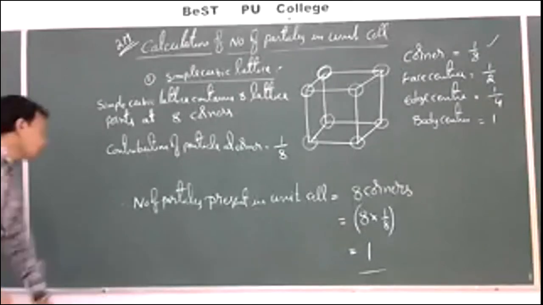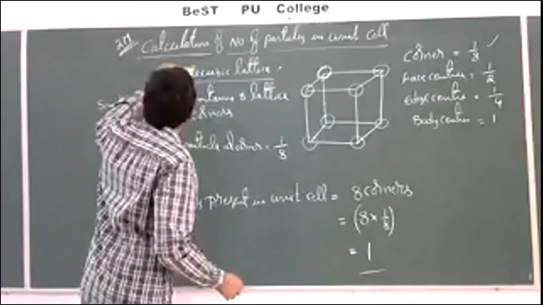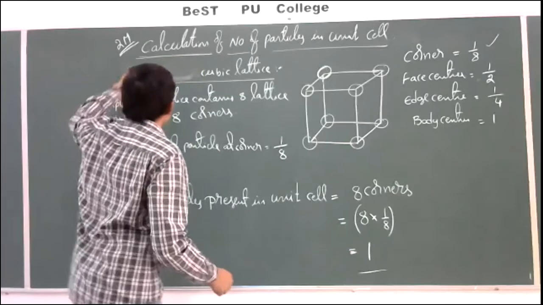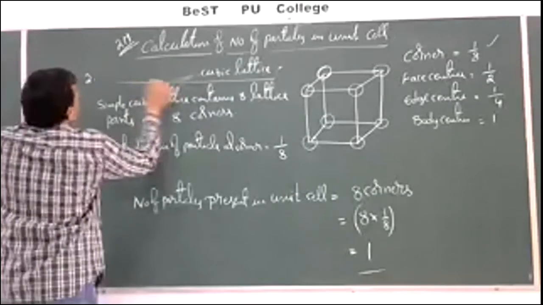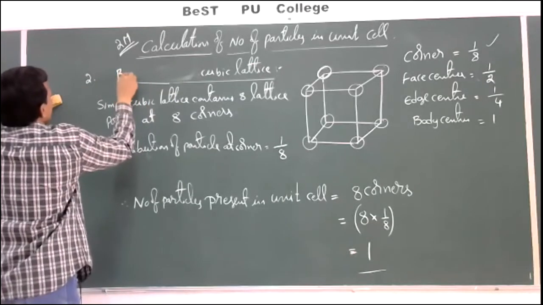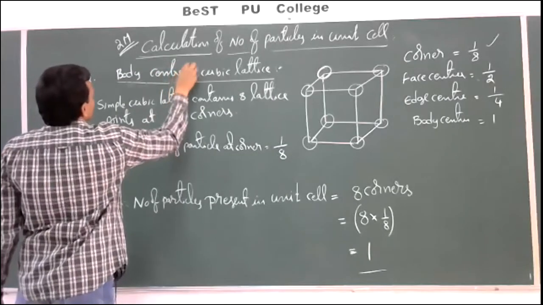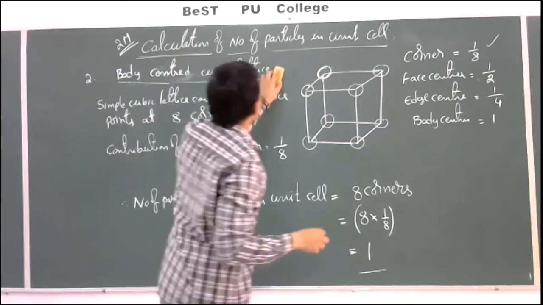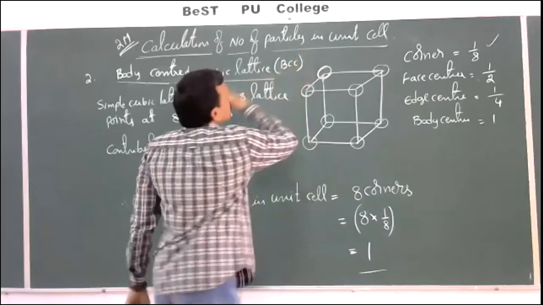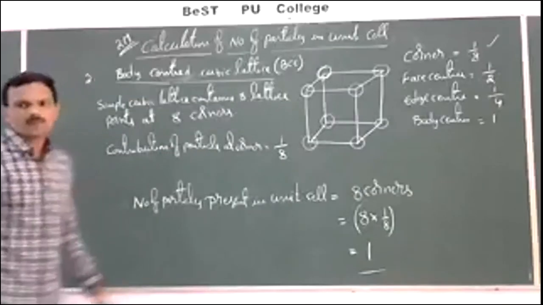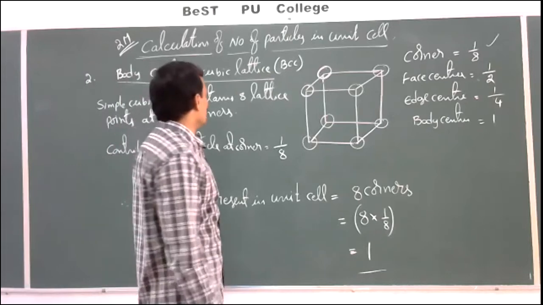Now come to the second one. Second type, the body centered cubic lattice. In short form, we will represent this as BCC. Instead of writing the complete form, we will just write BCC, that is, the body centered cubic lattice.